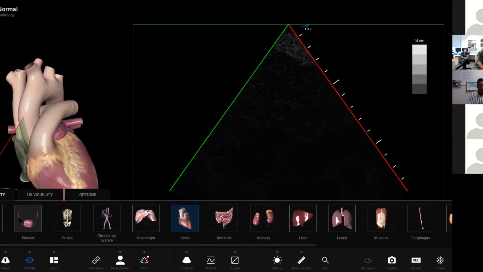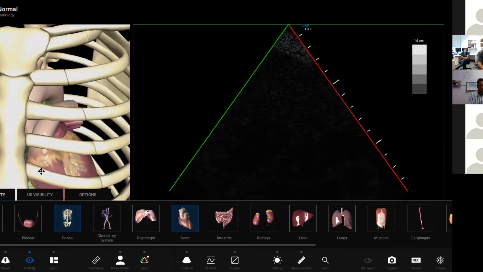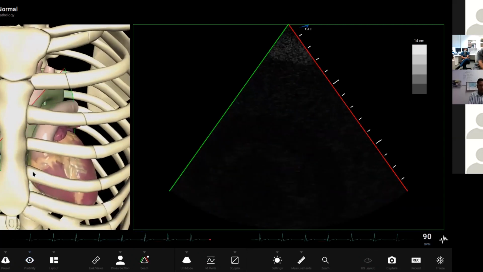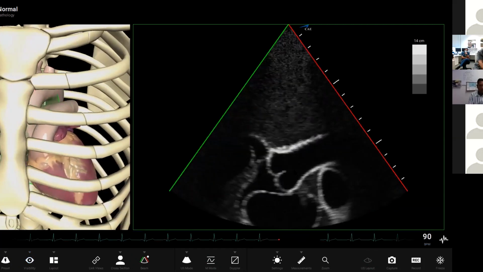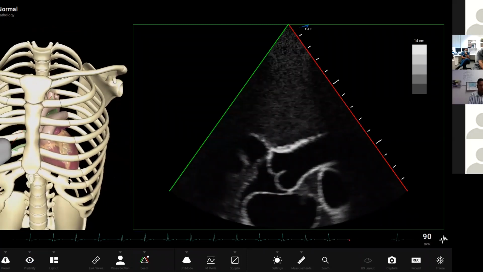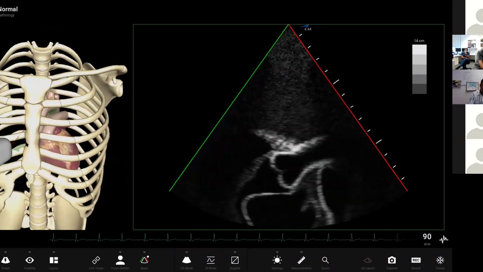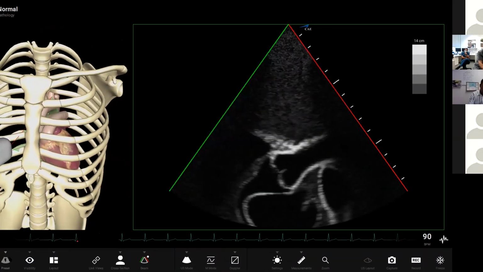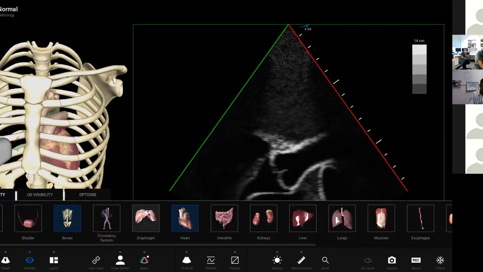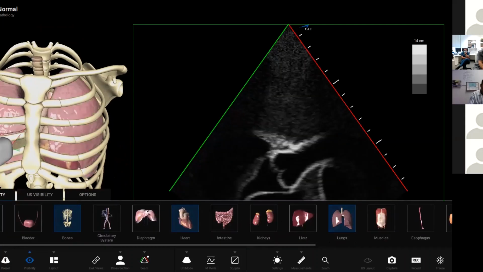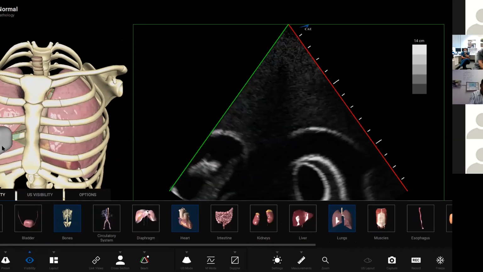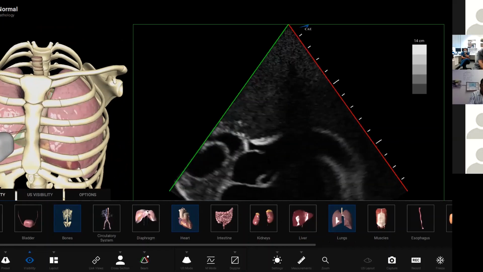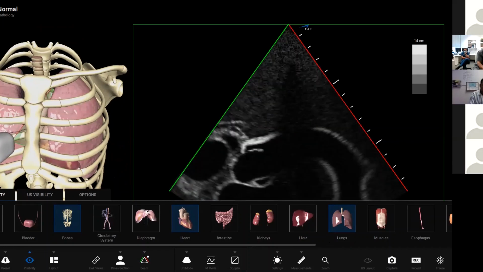So I'm trying to do two things at once. If I was in there trying to look up, I can see it from the other side. Yep, so I'm in the right parasternal view, putting the lungs back on, trying to get in through the lungs to get that aortic arch view in there. Is that something you use a lot, Kylie?